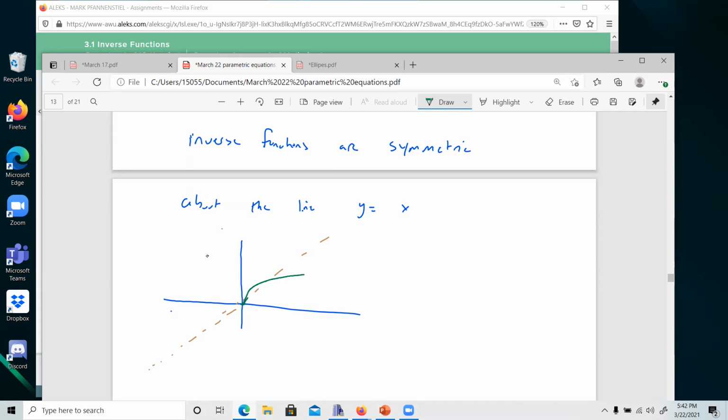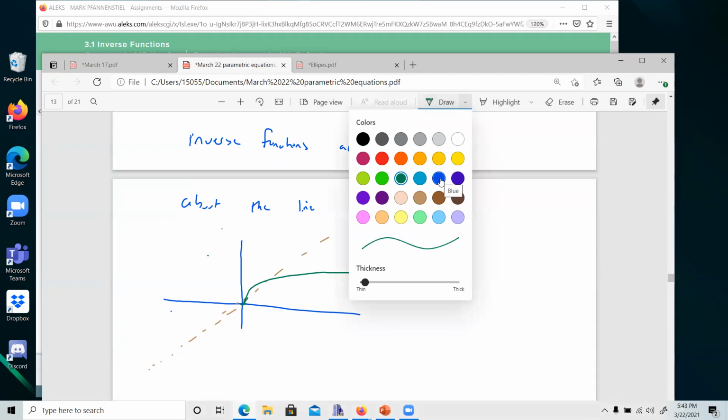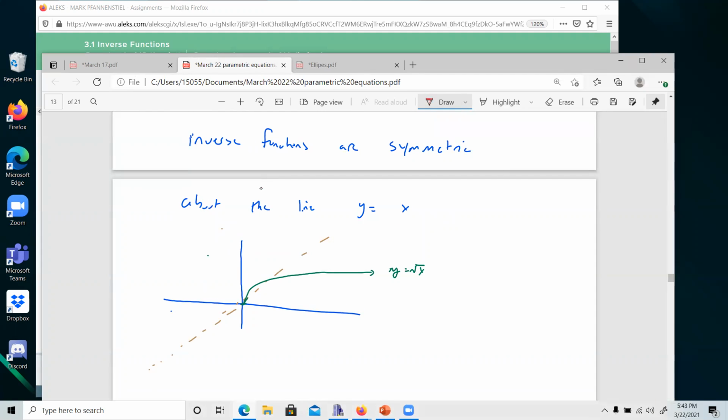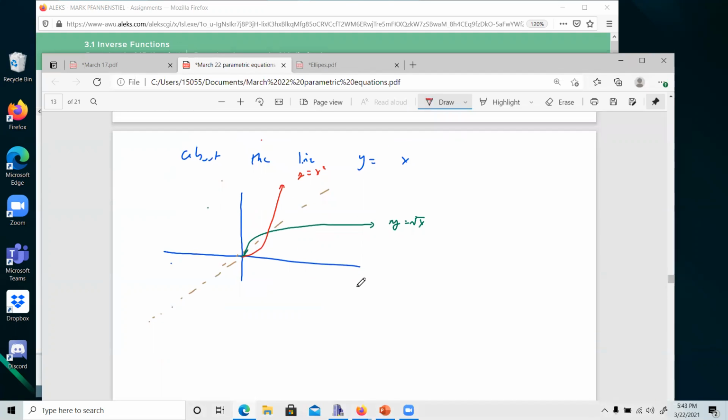But here's what y equals square root looks like. And then here is what y equals x squared looks like. Okay, so they are symmetric about this line. I'm like, well, there's nothing over here. That's okay. Doesn't have to be.